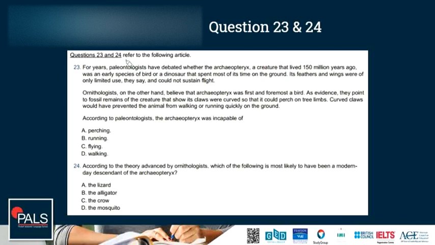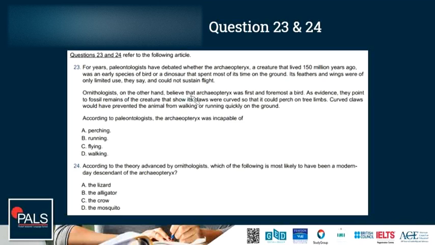23 and 24 refer to the following article. For years, paleontologists have debated whether the Archaeopteryx, a creature that lived 150 million years ago, was an early species of bird or a dinosaur that spent most of its time on the ground. Its feathers and wings were of only limited use, they say, and could not sustain flight.